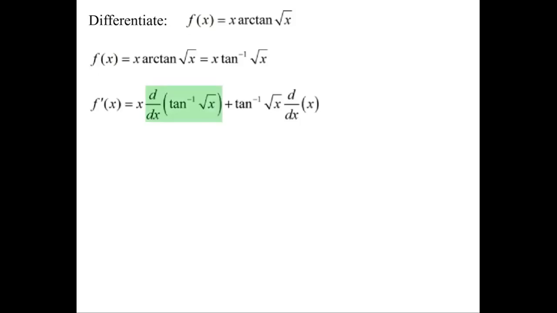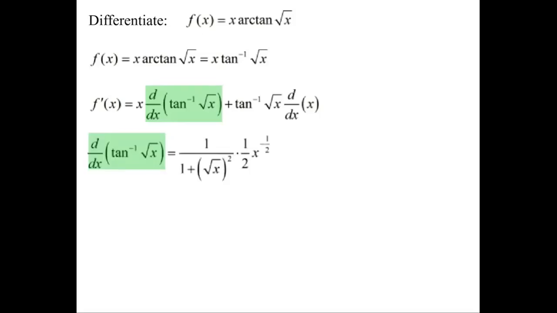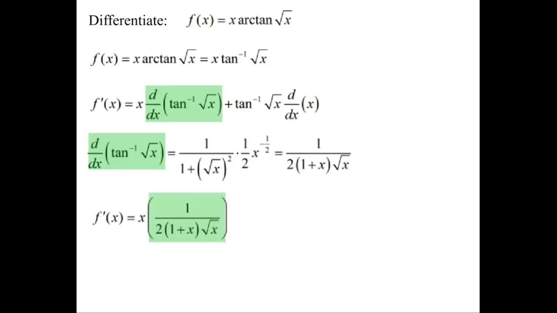The derivative of tangent inverse of the square root of x requires the use of the chain rule, along with the power rule. So taking the derivative of tangent inverse of the square root of x, we have the following. And that simplifies to 1 over 2 times the quantity 1 plus x times the square root of x. And the derivative of x is just 1.